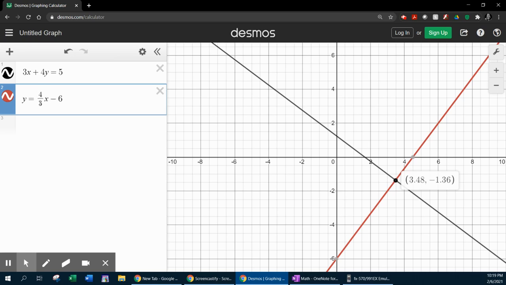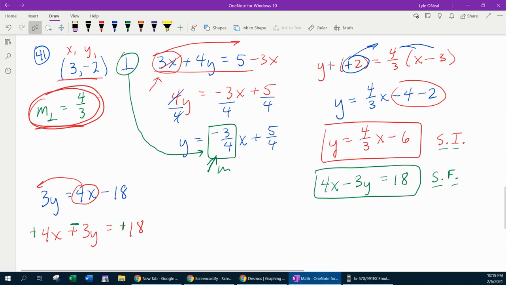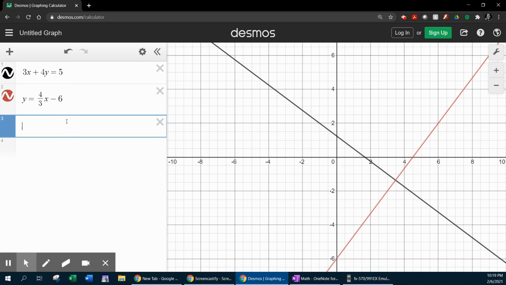So my red line answer is perpendicular to the black line, but does it go through the point it needed to? Well, let's check that. 3, negative 2 in Desmos. That blue dot should be on the red line if I met the criteria, and it is. So not only is my answer perpendicular to the given line, but it does go through the point that it's supposed to.